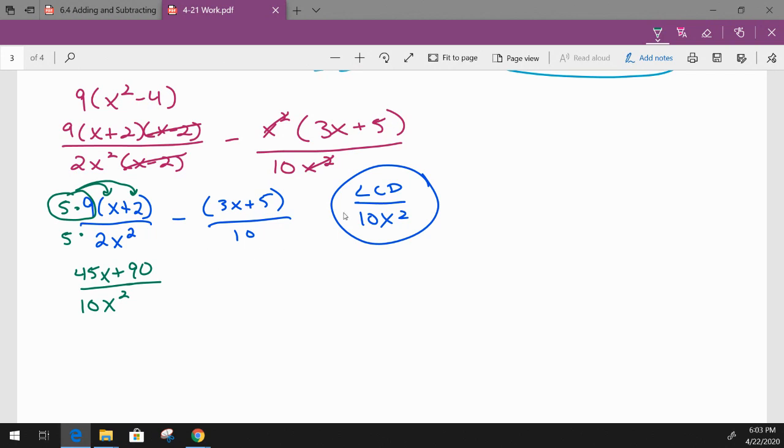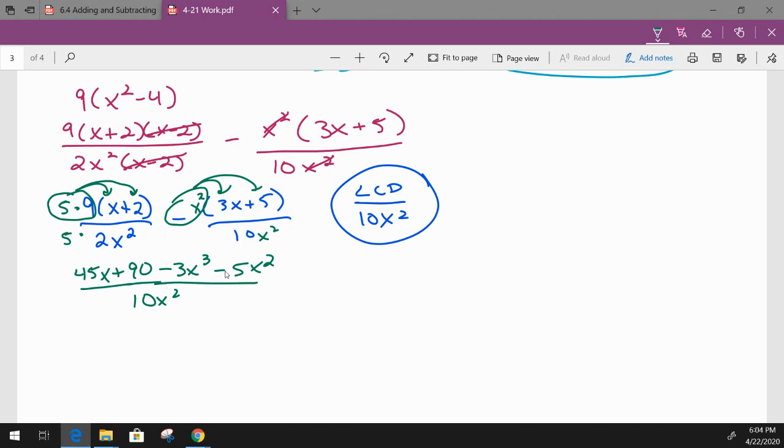And then the second fraction, I'm going to have to multiply the numerator and denominator by x squared. So I'm going to put that out front and out here. I could distribute the negative with the x squared to both terms, and then just make this one big fraction. So the negative x squared times 3x would be negative 3x to the third. The negative x squared times 5 would be negative 5x squared.